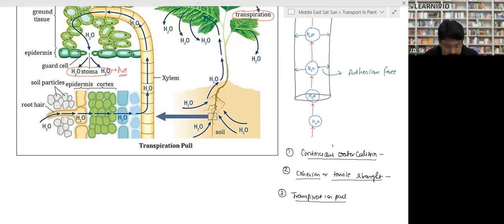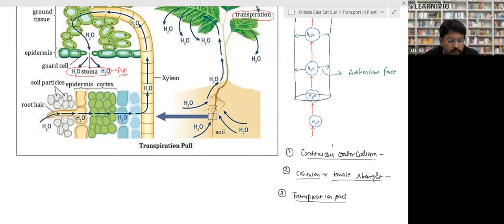As tension develops due to transpiration, it is called transpiration pull.